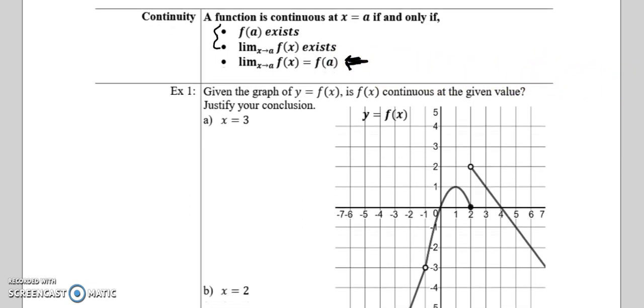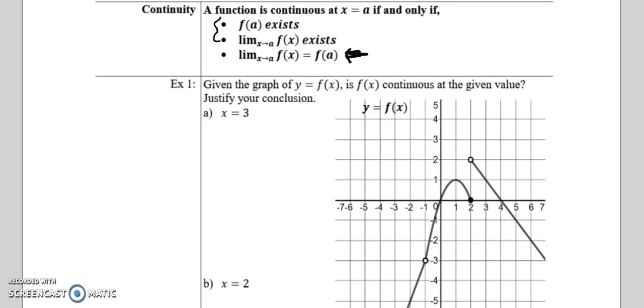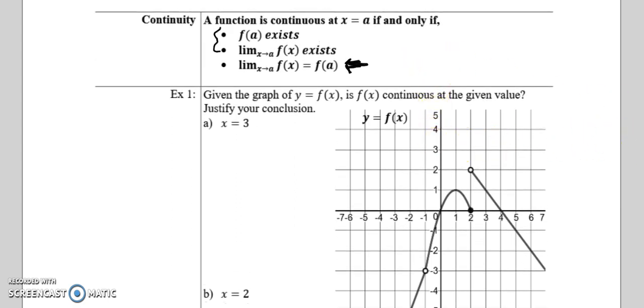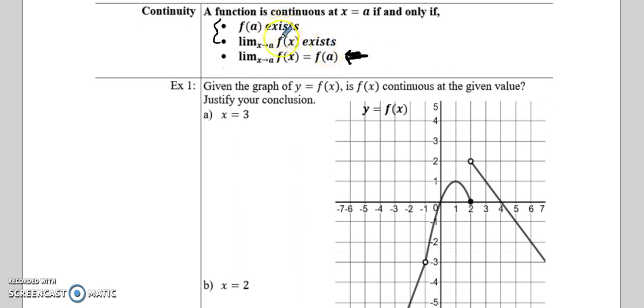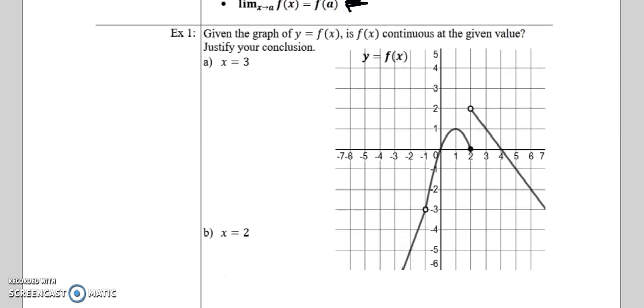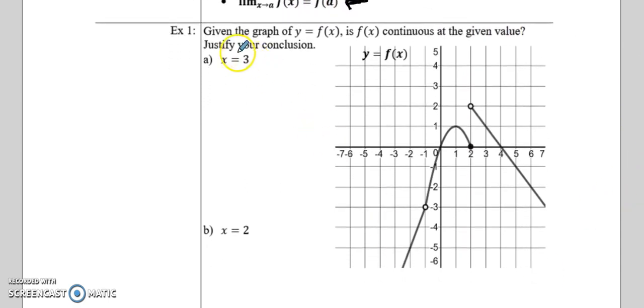Okay, so let's take a look on the graph. Three-part definition. To prove something's continuous, you have to get all three parts. 2 out of 3, not good. You can't, okay? So let's take a look at example 1a here. At x equal 3, what is the limit as x approaches 3 of the function? Well, x equal 3, we're zooming in, and 1. What is f of 3?